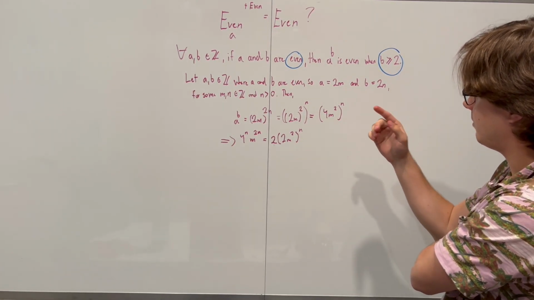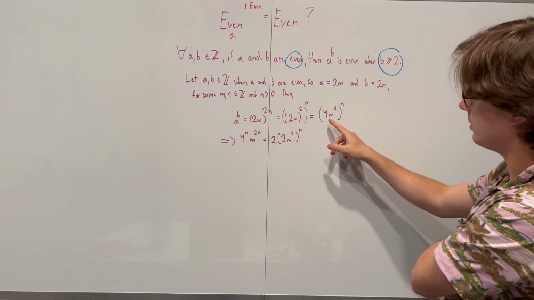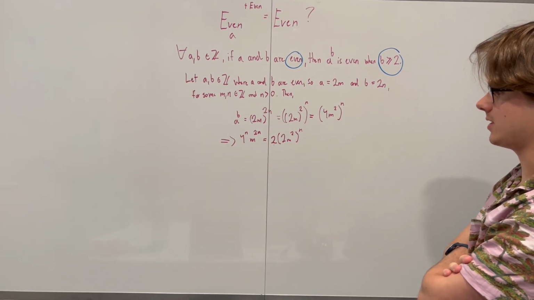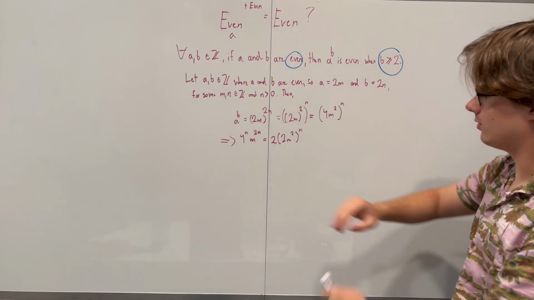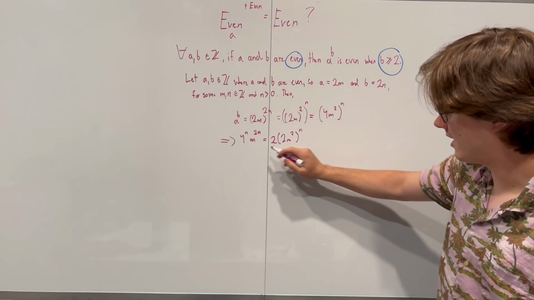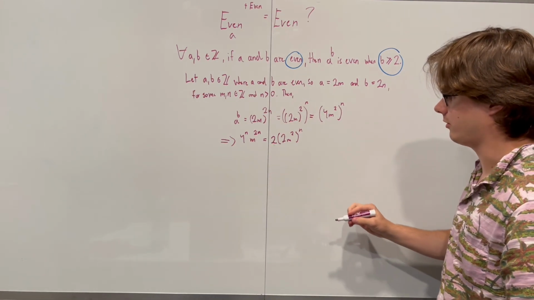However, I know that this is definitely equal to this on the left-hand side, 4 to the power of n times m to the power of 2n. I know this is definitely true, and I think I can say this. So let's try and just verify that these are in fact equal to each other. So what can we do?